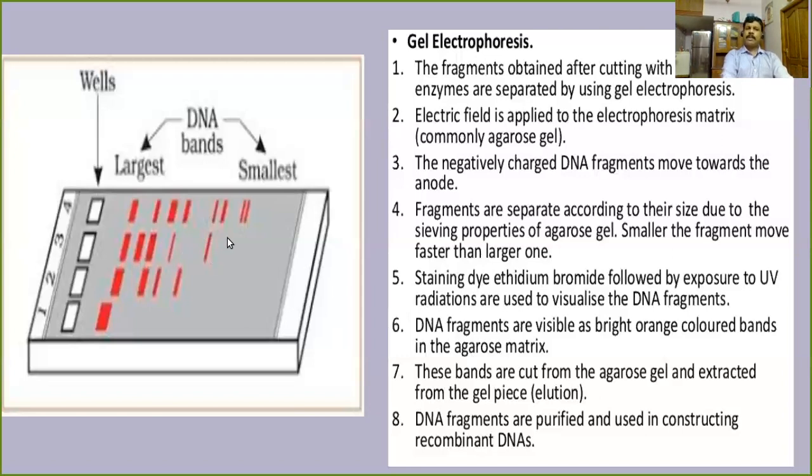After finding the desired gene, these bands are cut from the agarose gel and extracted from the gel piece. The process is called elution. Is it clear? These DNA fragments are purified and used in constructing recombinant DNA. This is the most important step for the separation and isolation of desired DNA fragments or the desired gene.